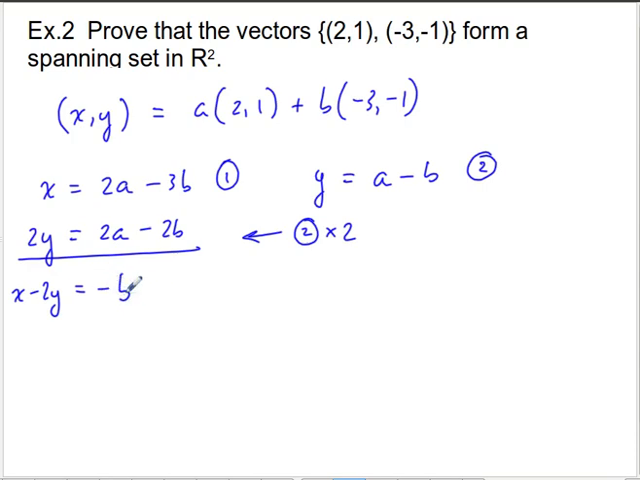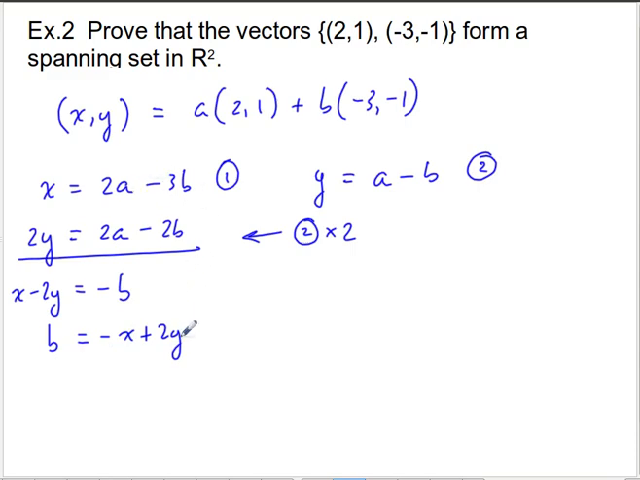Notice that I've gotten rid of a. I've eliminated a. So if I reverse the order of this, I could write this as b is equal to, and I bring these two terms to the other side, negative x plus 2y. Now you might ask, well, does that really help me? Let me take it a little bit further, and I'll come back and explain to you why that does help.